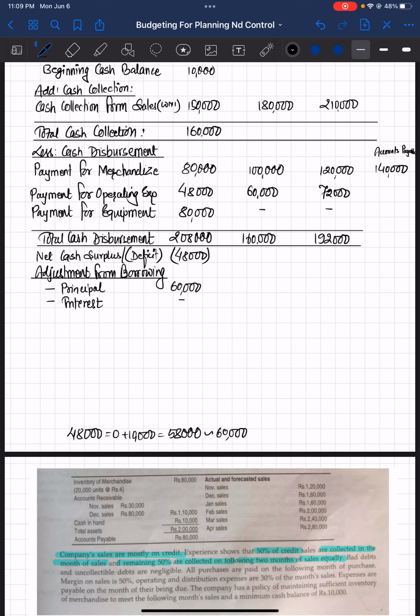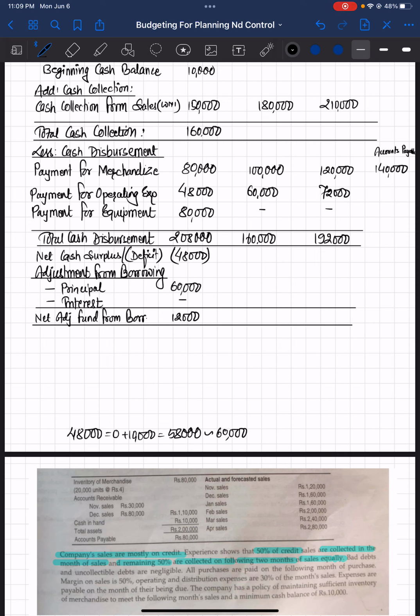So whenever you take the loan, you won't repay it, because you are already short of cash, and you don't repay when you're taking the loan. You only repay the loan once, and repay the interest and loan together. So this is going to be the net adjusted fund from borrowing. So we're going to have 12,000.